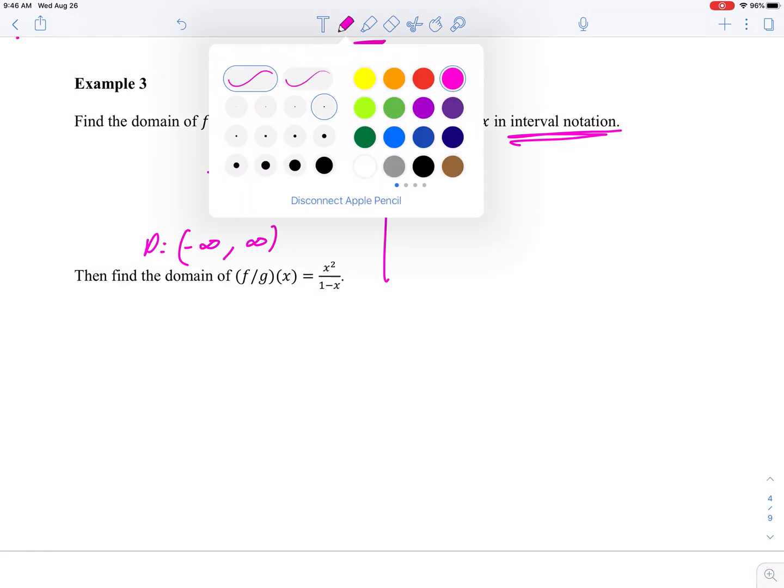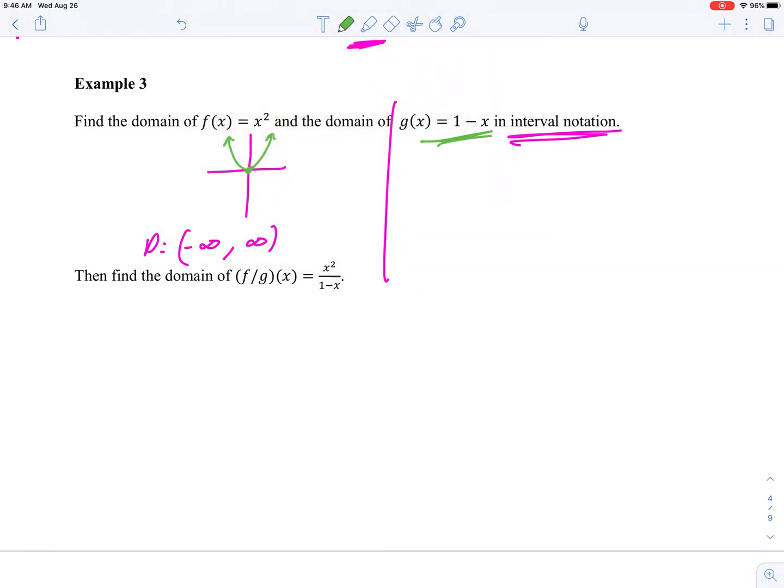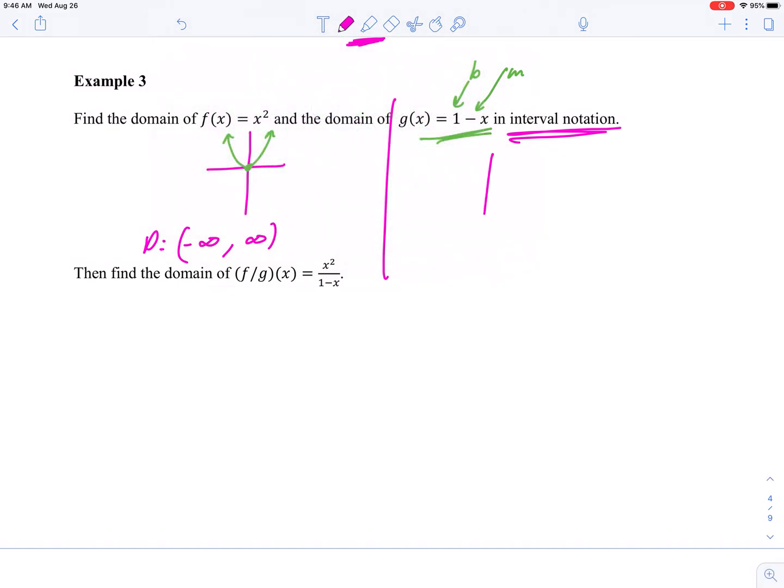For g of x here, 1 minus x, so that should be recognized right away as a linear function. So our y-intercept is 1, our slope is negative 1. Okay, so quick graph on that, super quick graph, we can do this. It's not necessarily going to be to scale here. Let's see, we have a y-intercept of 1, negative 1 slope, so down 1 over 1. So we're going to get a graph that looks something like this, right? That's a quick draw, don't worry about scale here.